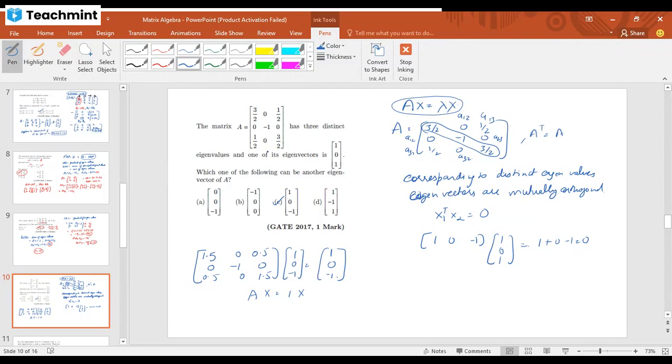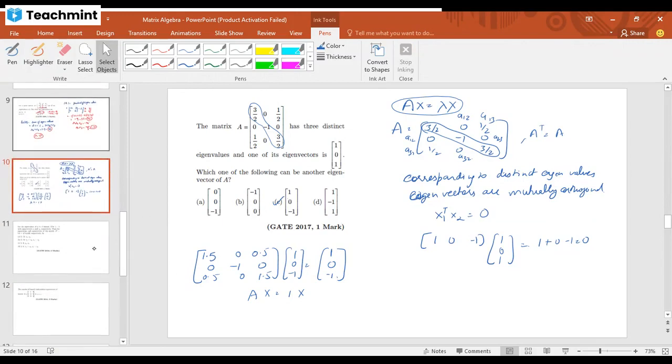Or otherwise, if you simply observe that the given matrix is symmetric, then for a symmetric matrix, the eigenvectors corresponding to distinct eigenvalues are mutually orthogonal. So we can use this property also. Okay, now let us move to the next question.